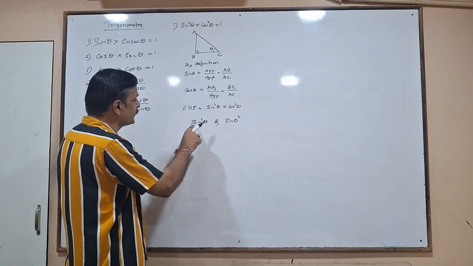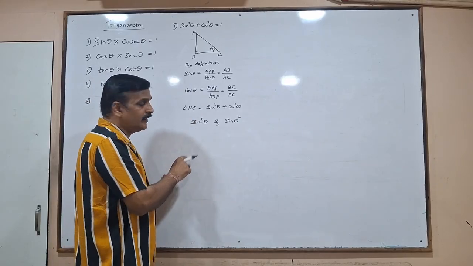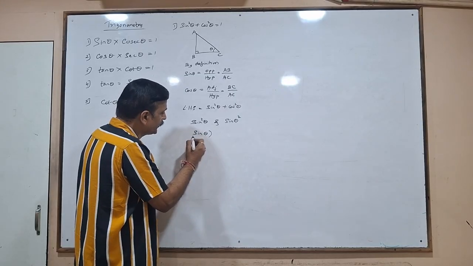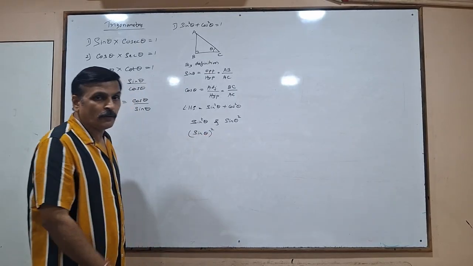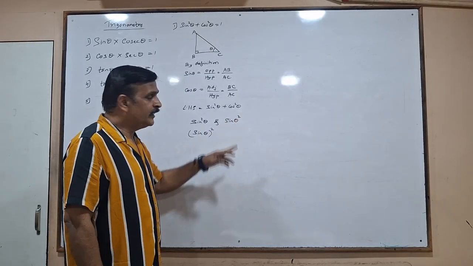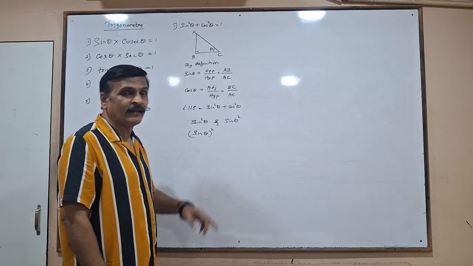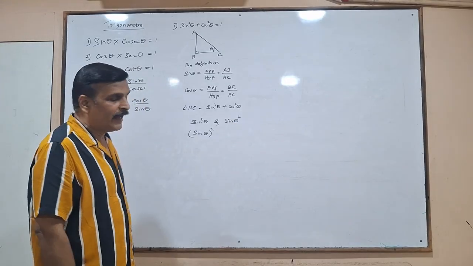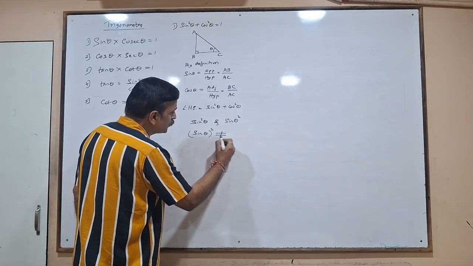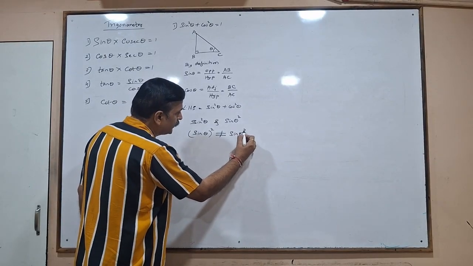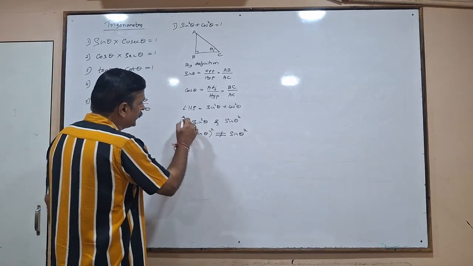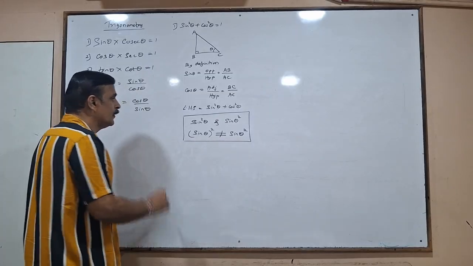Why? Because when I say sin square theta, it is square of the trigonometric ratio. And when I say sin theta square, it is square of the angle. So please remember, this is not equal to sin theta square.